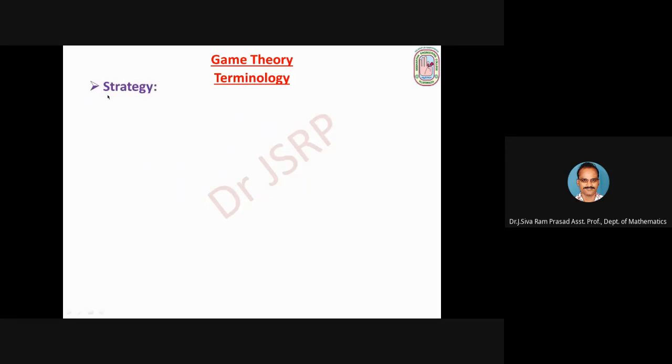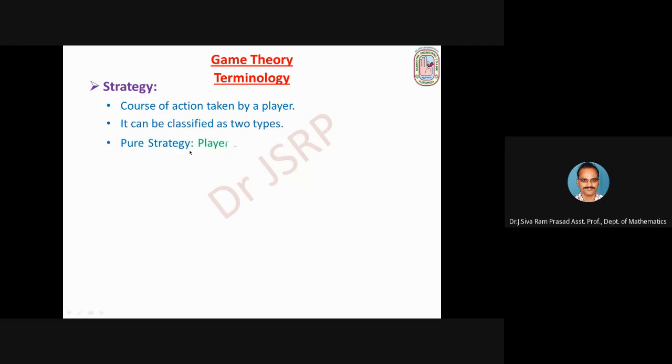Next, strategy. Strategy means the course of action taken by players. That is, the possible options taken by each player. For example, in the head and tail game, there are two possibilities, head and tail. So head and tail are strategies. Strategy can be classified into two types.